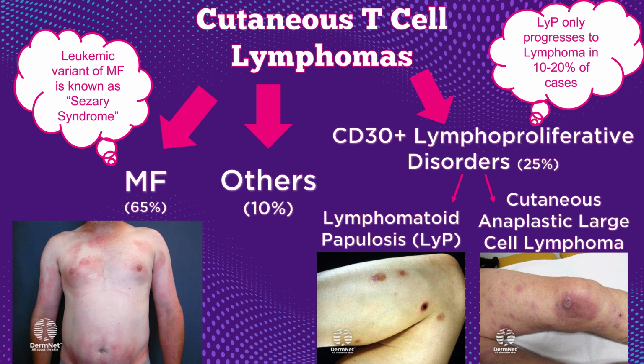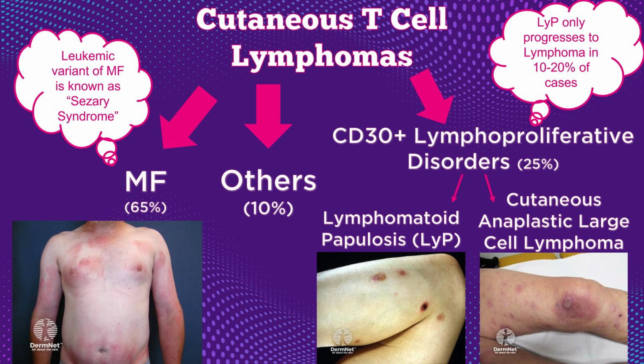The second group of CTCL includes a spectrum of CD30-positive lymphoproliferative disorders, which include both lymphomatoid papulosis, also known as LYP, and cutaneous anaplastic large cell lymphoma. This second group comprises approximately 25% of CTCL cases. It's important to keep in mind that LYP in and of itself is not technically a lymphoma, but since it can progress to lymphoma in 10 to 20% of cases, some dermatology texts categorize it in the spectrum of CD30-positive lymphoproliferative disorders. The final 10% of CTCL cases land in the third group, which consists of a hodgepodge of rarely encountered CTCL cases.